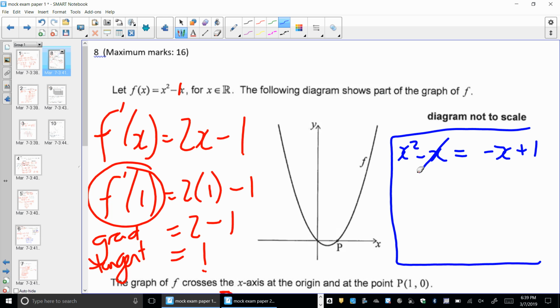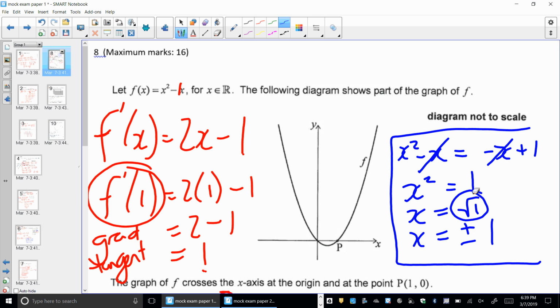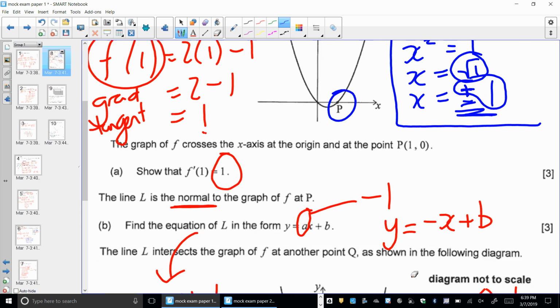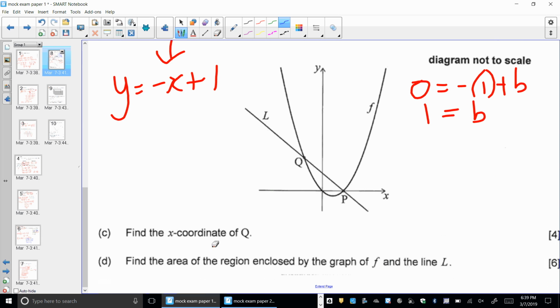We've got -x on both sides, so they cancel each other out. So we've got that x squared is equal to 1, which means that x is the square root of 1, which means it's plus or minus 1. Remember, when we square root at this level, we've got to remember both options. We've already been investigating the situation where it's +1, so now we're looking at when it's -1. They want to know the x coordinate of Q, so that's -1.